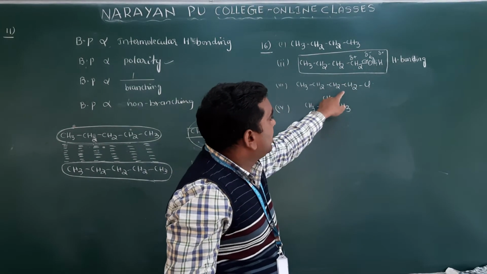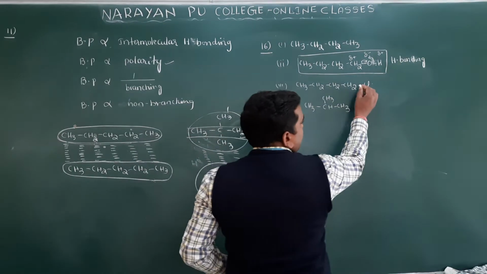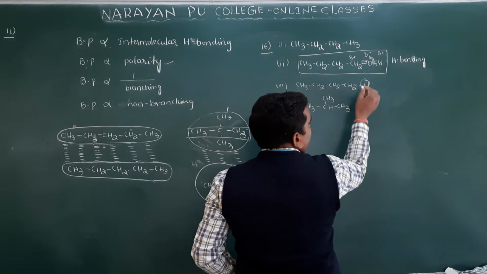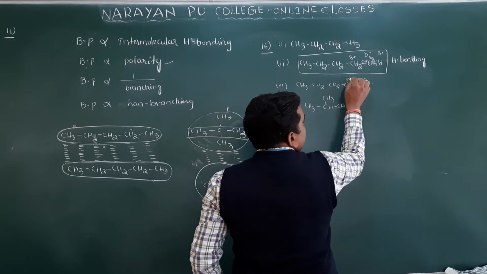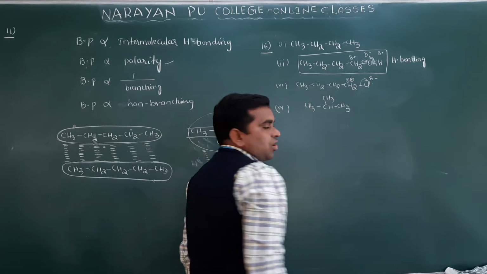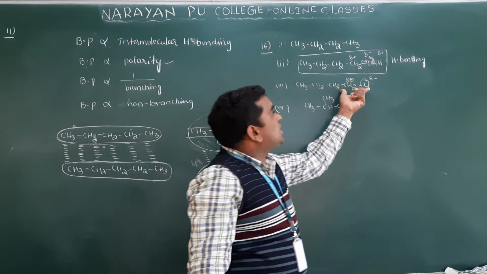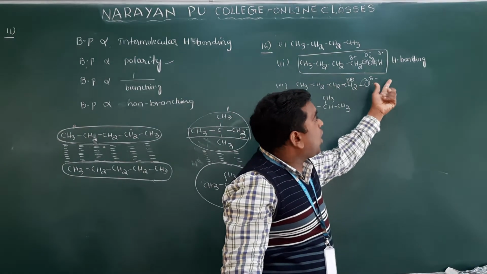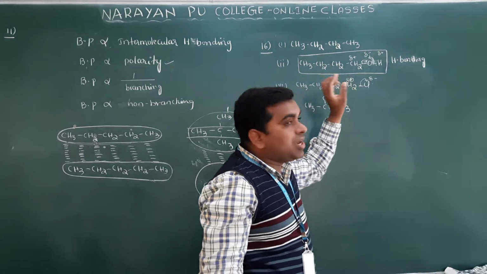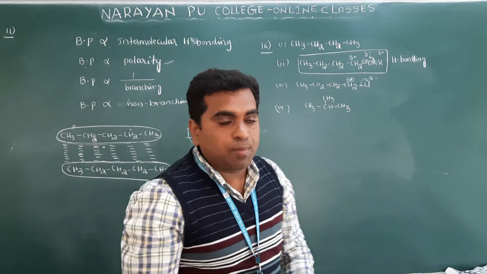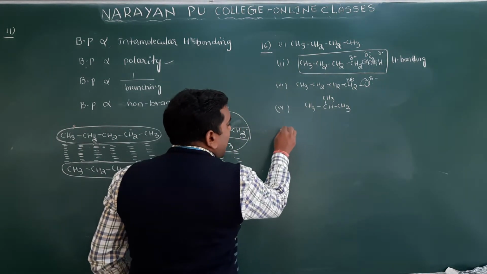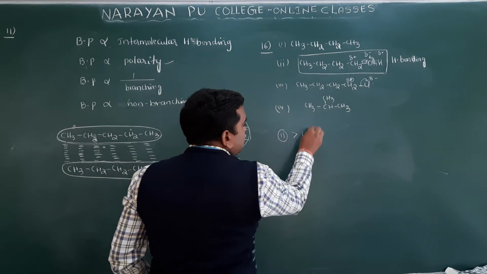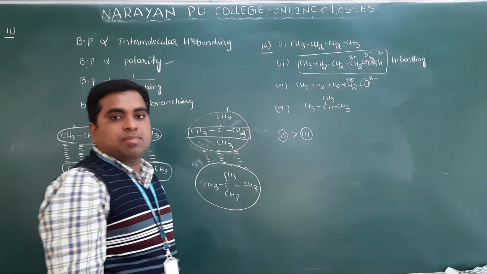But here you see, this molecule is polar. Why? Because chlorine is more electronegative than carbon. Carbon is losing electrons, chlorine is gaining electrons. The molecule is polar. But what will happen here? There is no hydrogen bonding. So here only polarity increases the boiling point. So that's why 2 comes first, and after that, which comes next? The second one. The third one comes second.